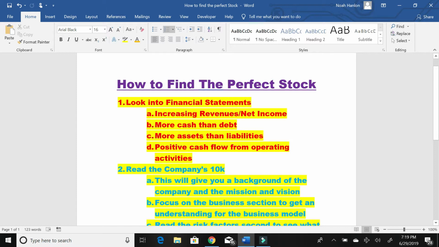After you look into the company's financial statements, their 10-K, their 10-Q, and their 8-K, you should have a pretty good understanding of how the company runs and where they're going in the future. And you should be able to make a decision as to whether or not you should buy the company's stock.